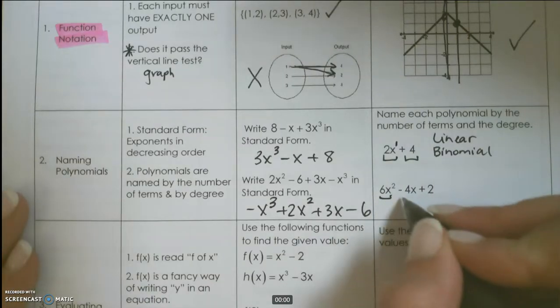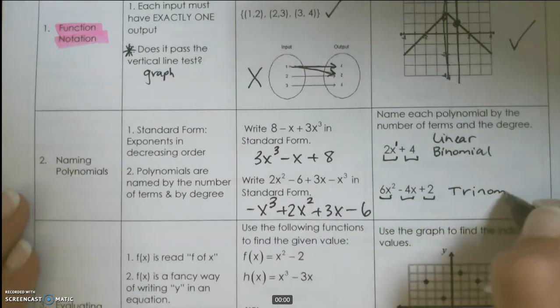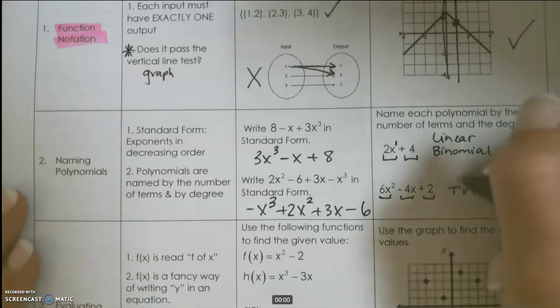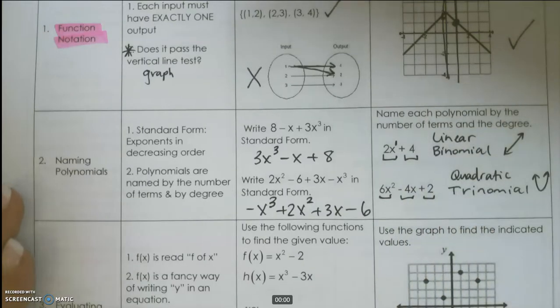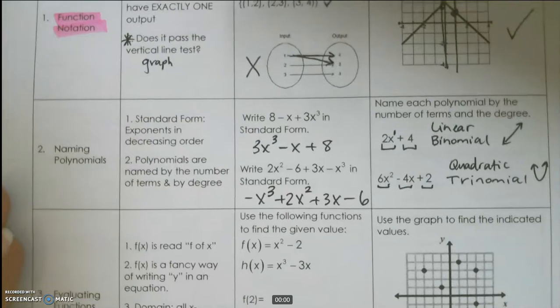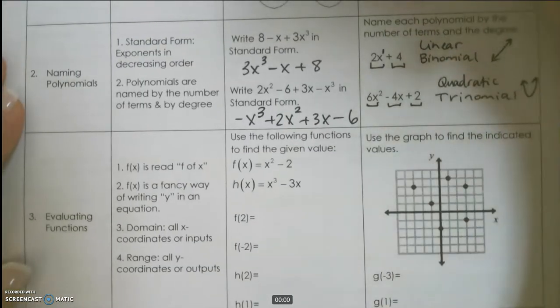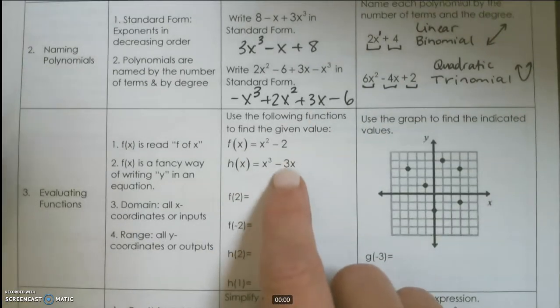This one has 1, 2, 3 terms, so that's a trinomial. The highest degree is 2, so this is a quadratic. This one would make a line. This one would make a parabola because it is quadratic. Highest power is 2.